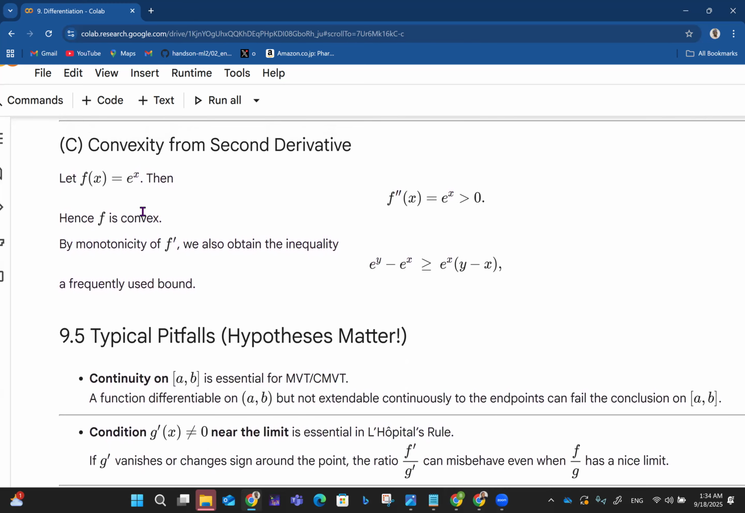So let f(x) be equal to e to the power x. Then f double prime of x is still e to the power x, and that is greater than 0. Hence, we can say that f is convex. By monotonicity of f prime, we also obtain the inequality that e to the power y minus e to the power x is greater than or equal to e to the power x times (y - x), right? Which is the frequently used bound.